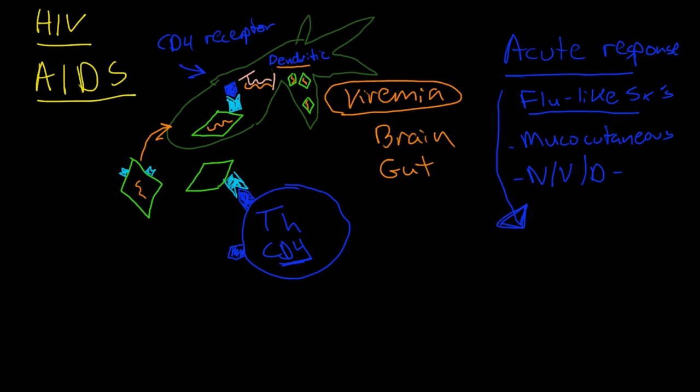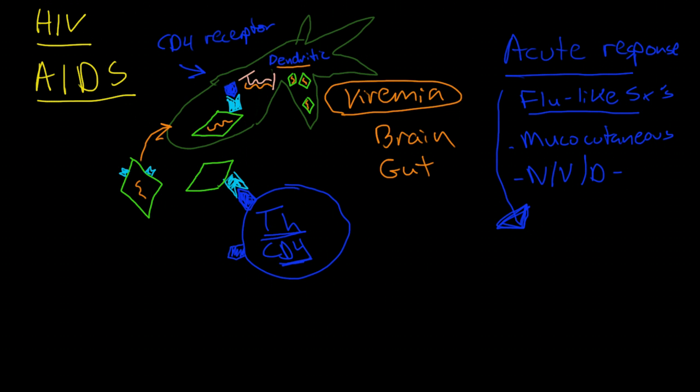So anyway, the body actually does very well, nearly eradicating the virus, so the virus sort of has to go into hiding, and it hangs out in various tissues, but is not causing an active response. But then what happens over time is it begins to infiltrate the helper T cells and bind with the CD4 receptors of helper T cells.